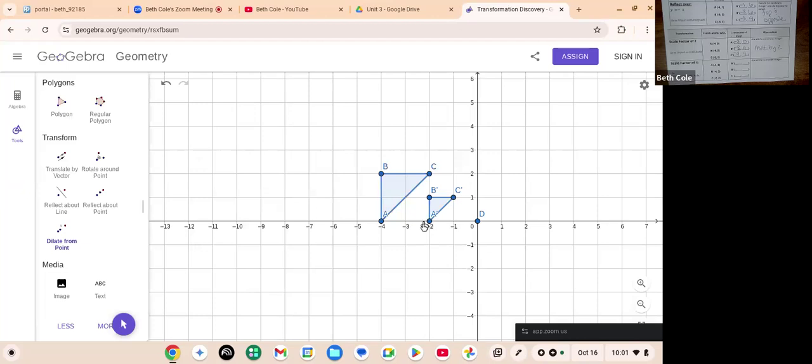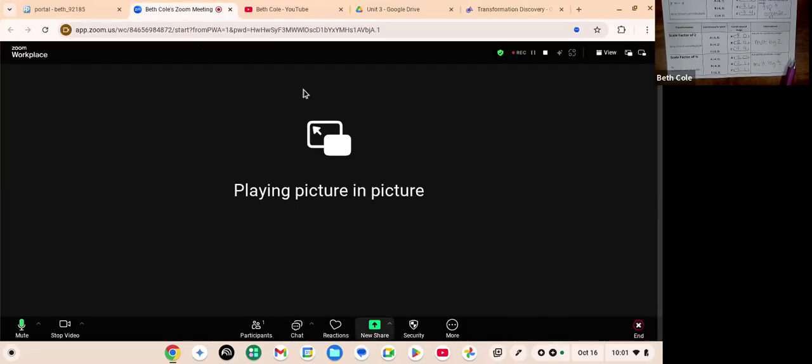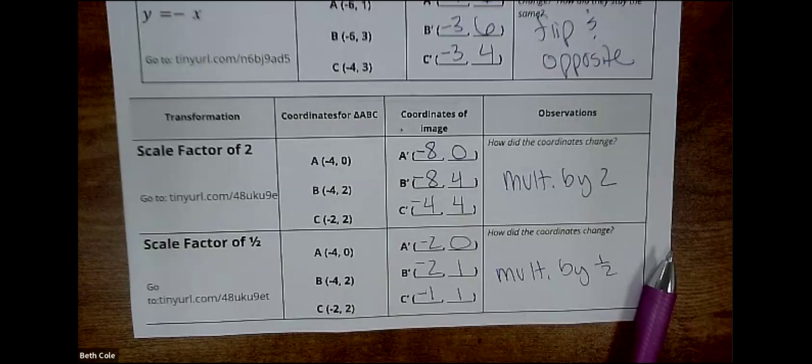All right, so what is A prime? Let's put that point in there. -2, 0. Half of nothing is still nothing. All right. B prime is -2, +1. Perfect. And C prime is -1, 1. And what you did is you multiplied by a half. You just did half of what you had before. And the shape got smaller, is what happened.